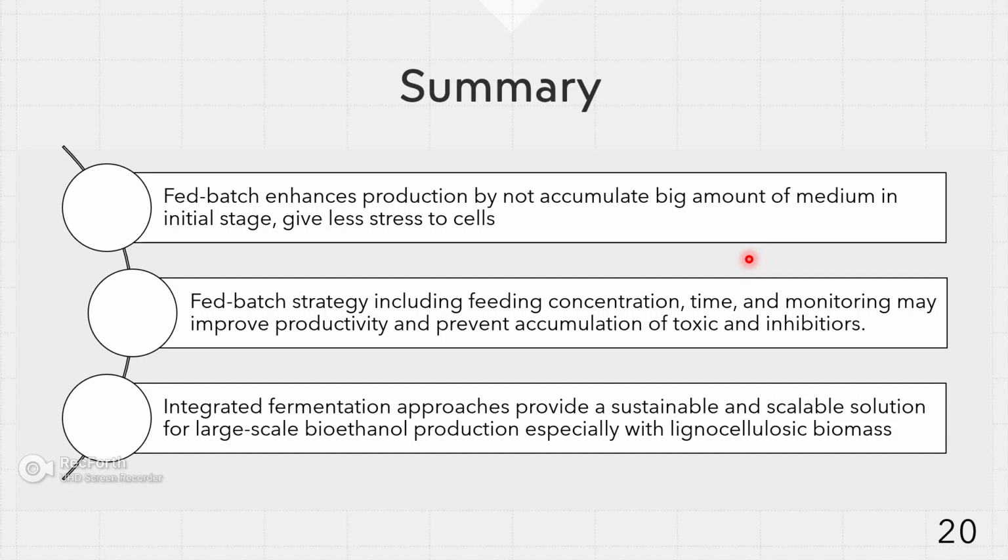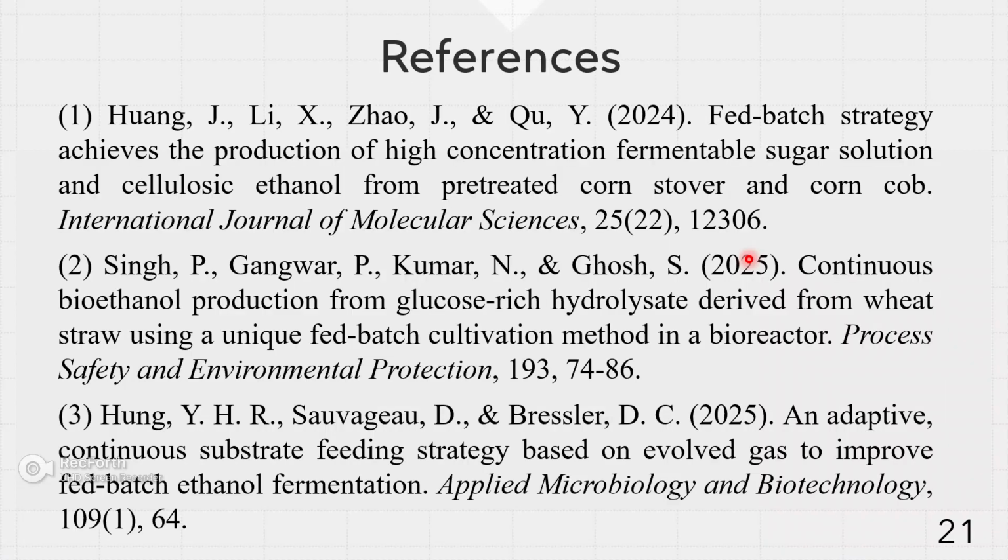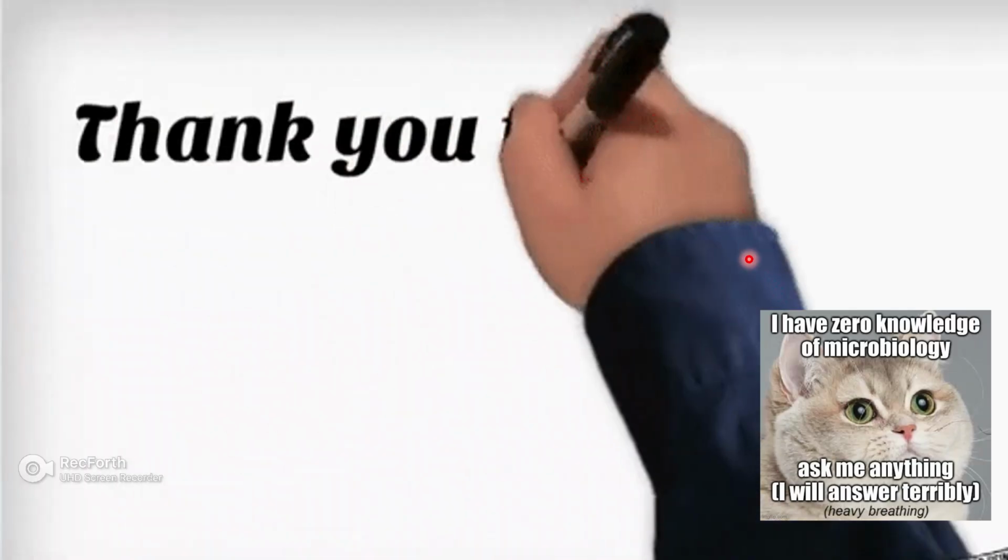So the summary is that fed batch enhances production by not accumulating a big amount of medium in the initial stage, so it gives less stress to cells. The fed-batch strategy, including feeding concentration, timing and monitoring, may improve productivity and prevent accumulation of toxic inhibitors. And the integrated fermentation approach provides a sustainable and scalable solution for large-scale bioethanol production, especially with lignocellulosic biomass.